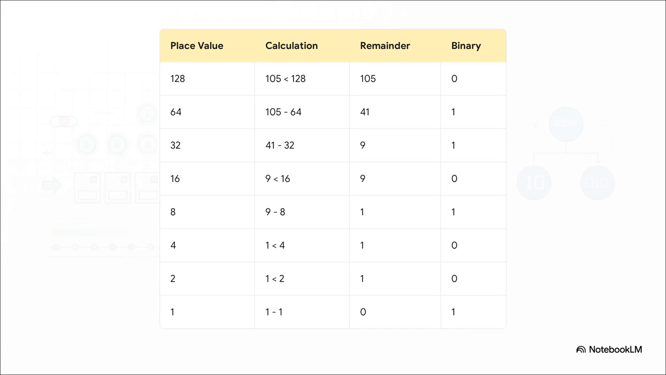Okay, let's walk through it. Can we subtract 128 from 105? No, too big, so the first digit is a 0. How about 64? Yep, we can do that. That leaves us with 41, so our next digit is a 1. And we just keep this process going all the way down. Can we take 32 from 41? Yes. 16 from 9? No. 8 from 9? Yes. And you just keep going until you hit 0.